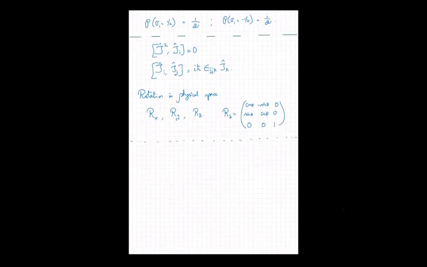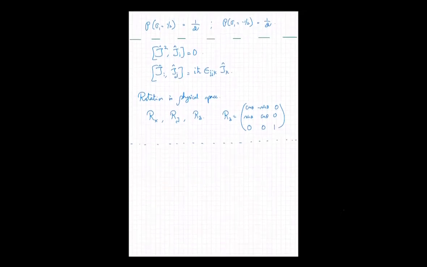So let us write down J square in the Jm basis. So what is the form of J square in the Jm basis? J square is diagonal in the Jm basis.